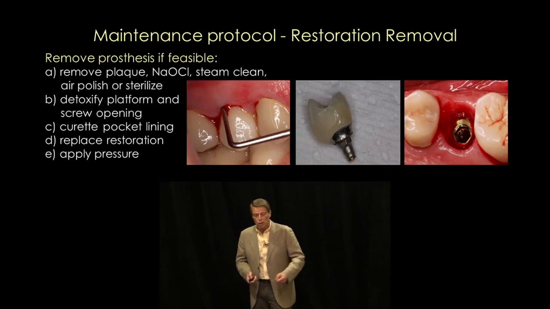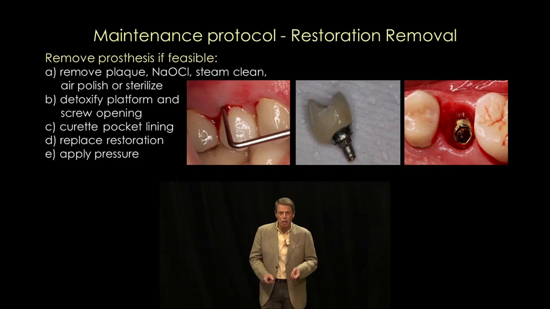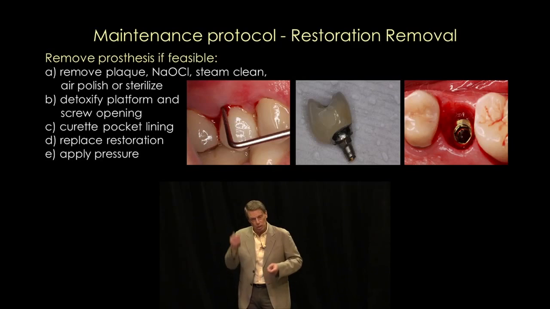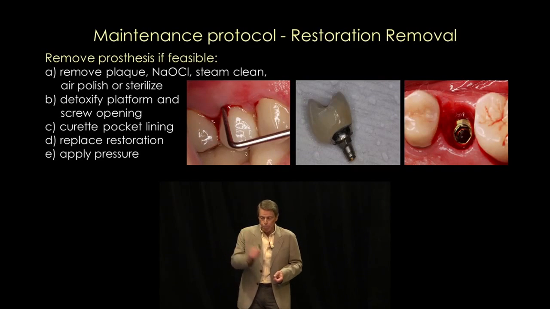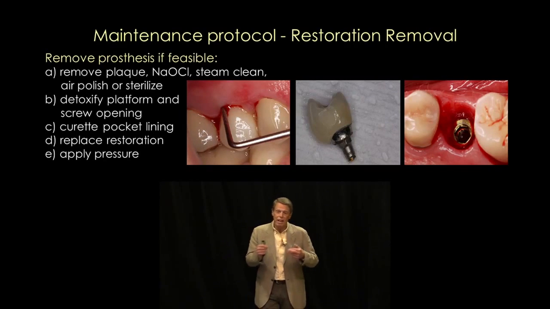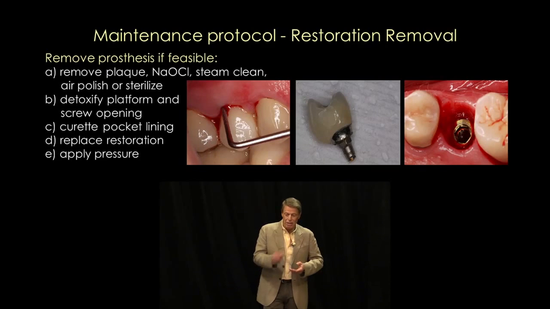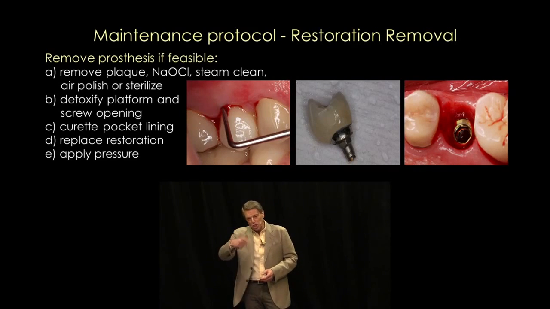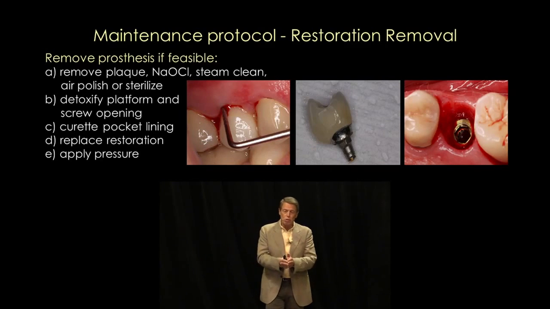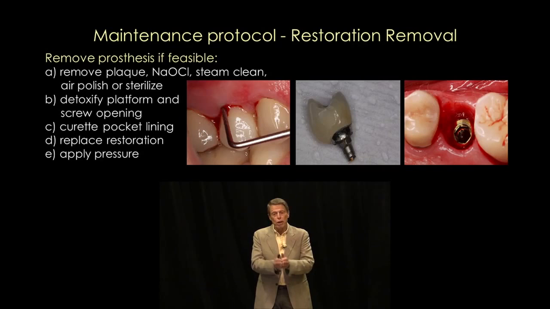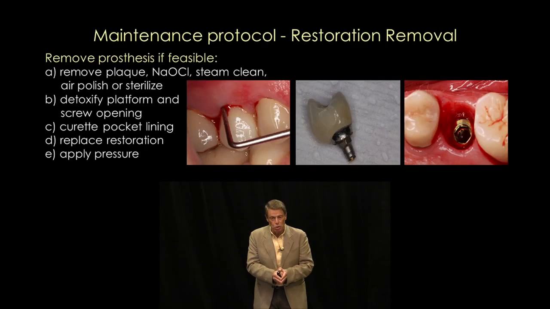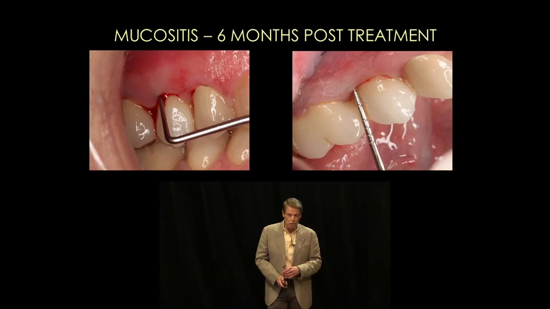So once you remove the restoration, you can steam clean it, air polish it, sterilize it. You can detoxify, take a cotton pellet with sodium hypochlorite on it, and burnish the screw axis opening, the platform of the implant, and the underside of the restoration. Then gently curette the pocket lining to remove any inflamed tissue, replace the restoration, and again apply pressure for 1 minute continuously. Send the patient home and evaluate it again and see how things look in 9 months.